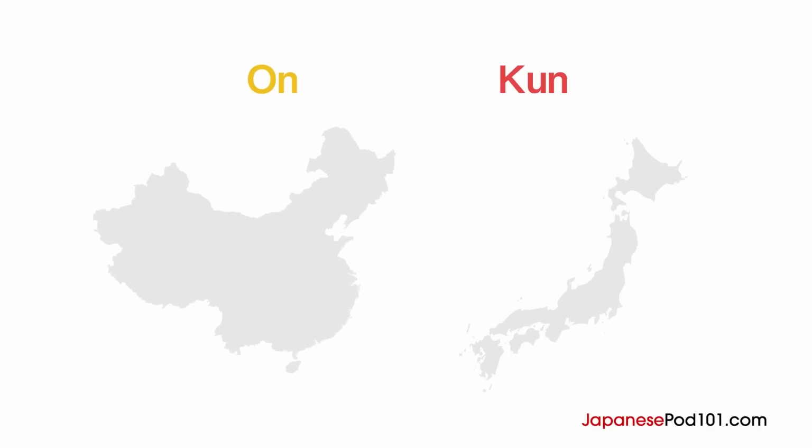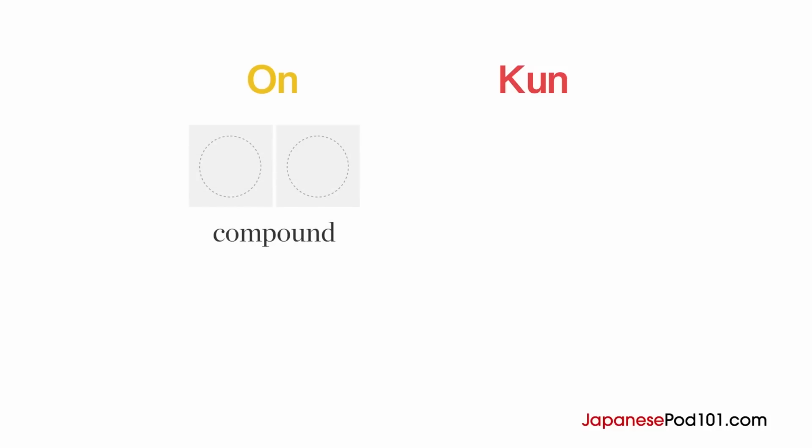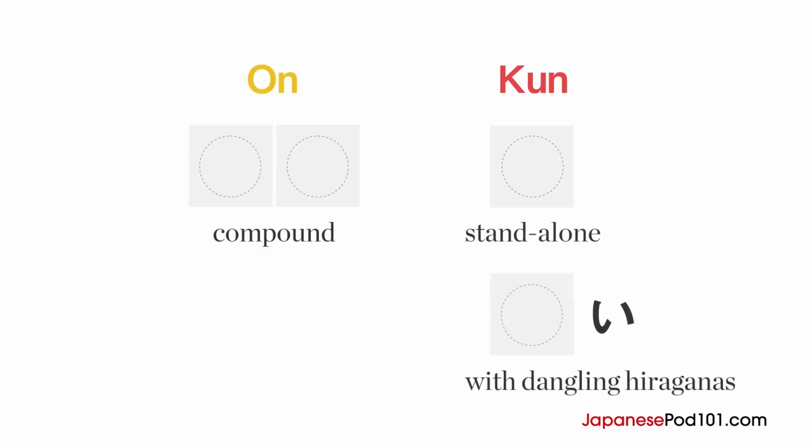In the previous lesson, you learned that there are multiple readings for a kanji character, and which reading you use is mainly based on context. The different types of readings can be broken down into 2 categories, on and kun readings. The on reading mimics the Chinese pronunciation, while the kun reading is the revised Japanese version. The on reading is usually used in compound kanji words, whereas the kun reading is more commonly used in standalone kanji, or kanji that has dangling hiragana characters.